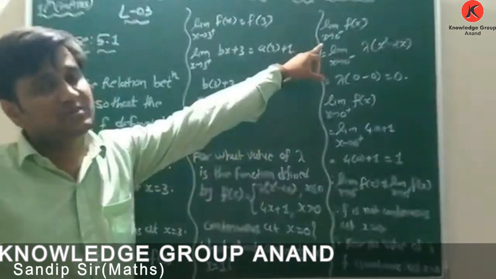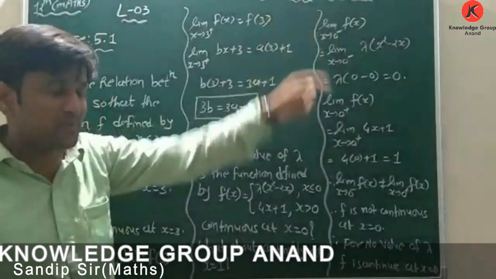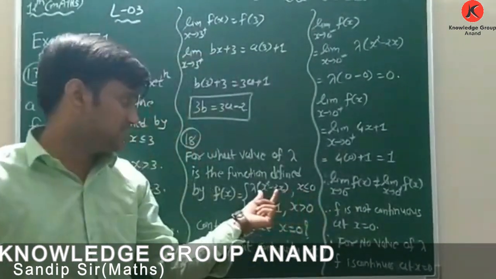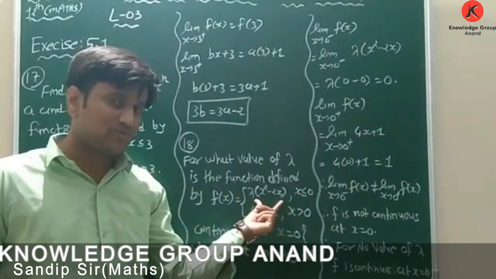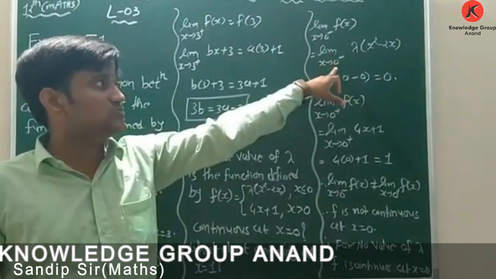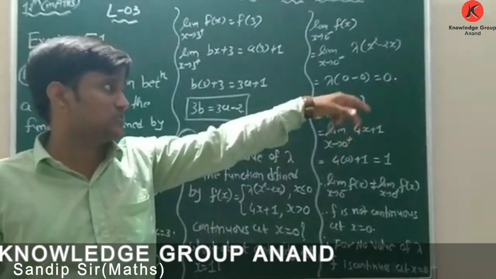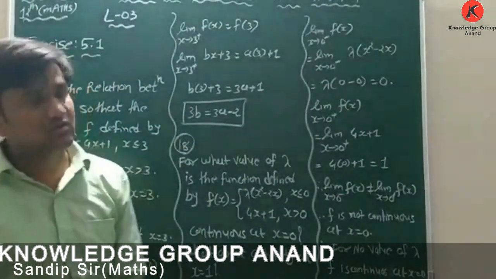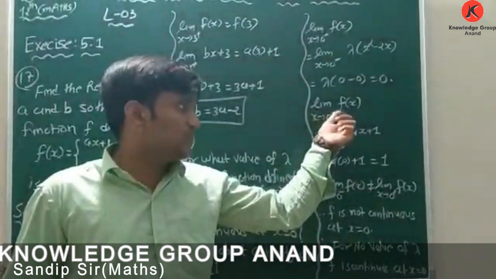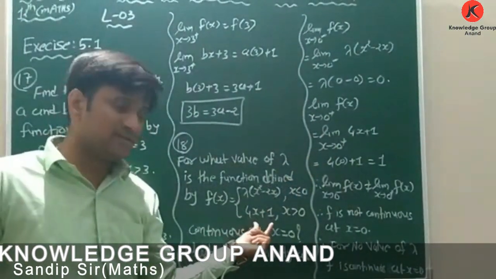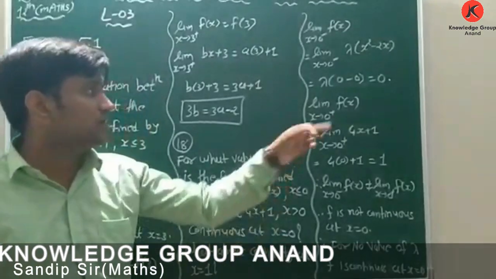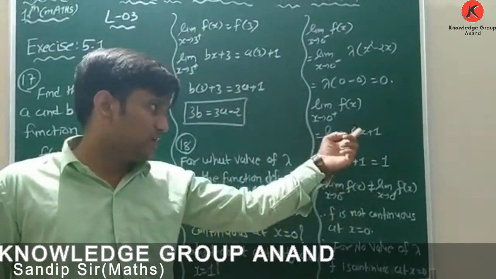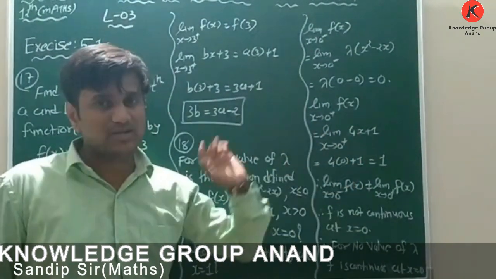That means check the left hand side limit, limit x tends to 0 minus f of x. Slightly less than 0, the value is lambda into x square minus 2x. So limit x tends to 0 minus of lambda x square minus 2x. Put the value of x is equal to 0, that means lambda into 0 minus 0, the answer will be 0. In the same way, limit x tends to 0 plus f of x, slightly greater than 0, the function is 4x plus 1. So limit x tends to 0 plus of 4x plus 1. So 4 into 0 plus 1, the answer will be 1.